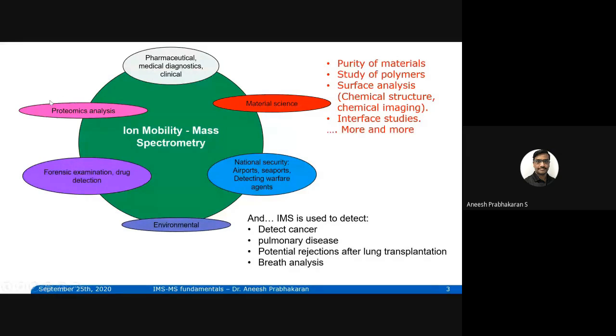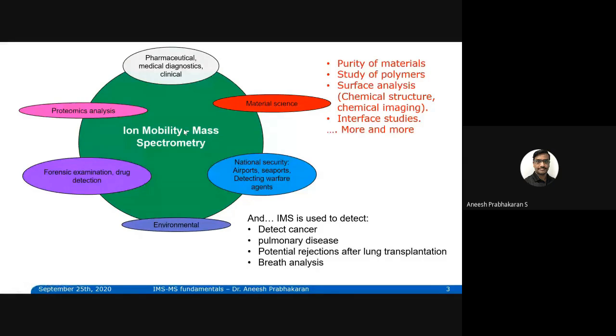Another application is proteomics analysis. I am mainly working on proteomics analysis and also on national security applications. In proteomics analysis, ion mobility mass spectrometry is used to identify proteins and to study the post-translational modification of proteins. And here I pointed out some of the medical applications: to detect cancer, pulmonary disease, potential rejections after lung transplantation, breath analysis, and a lot of other applications for ion mobility mass spectrometry.